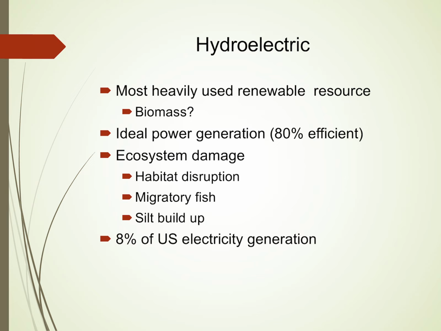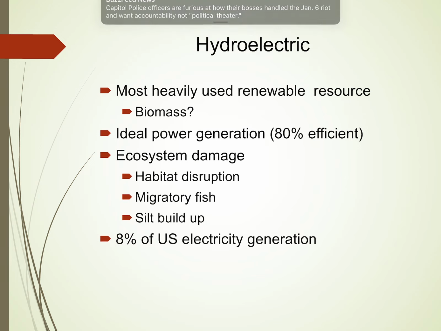Hydroelectric has ideal power generation, 80% efficient. But there are problems. There's ecosystem damage. A lot of people are taking down dams now, because that's what you have to do when you make hydroelectric power. You've got to dam the water, and then you control the release of that water, and you just simply use the water to turn a turbine instead of burning something and heating it.